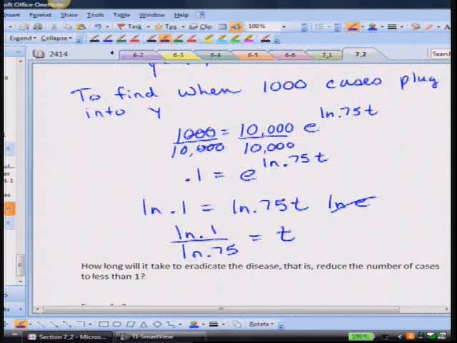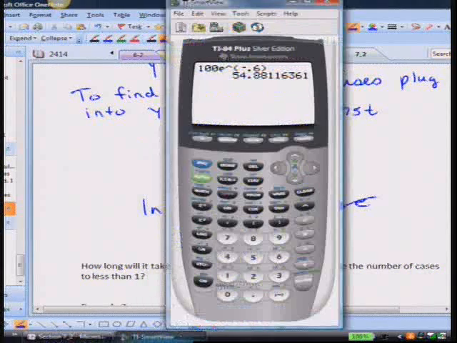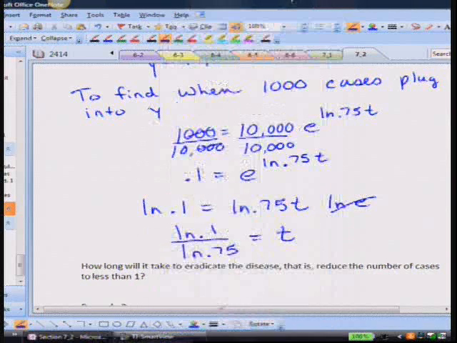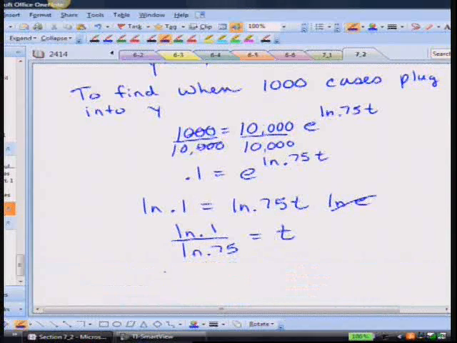And if you type that into your calculator, you get about 8 years. So t equals 8 years.